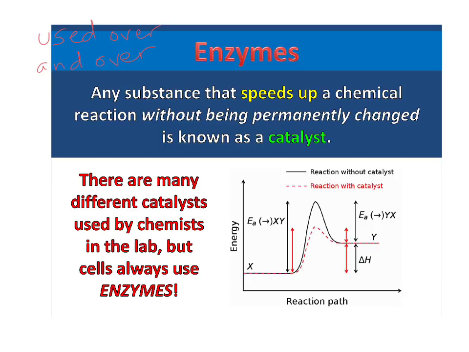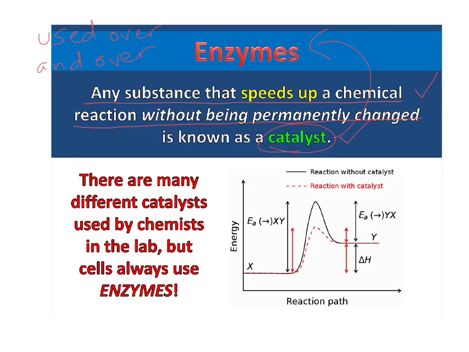Any substance that speeds up a chemical reaction without being permanently changed is known as a catalyst. Look at your notes. Define catalyst. Here it is. Any substance that speeds up a chemical reaction without being permanently changed. There is your answer. Write that entire thing on the line. A catalyst is any substance that speeds up a chemical reaction without being permanently changed. So enzymes are catalysts.